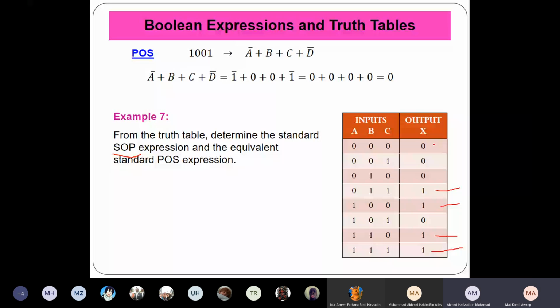I mean, from this truth table, you can write 2 expressions. One in the SOP form and another in the POS form. If the question asks you to write in the SOP form, then you find the output which equals 1. So this will be included in your SOP form of the expression. For the POS expression, from this truth table, you find the ones with the output of 0.